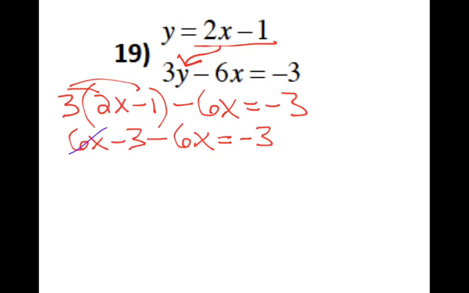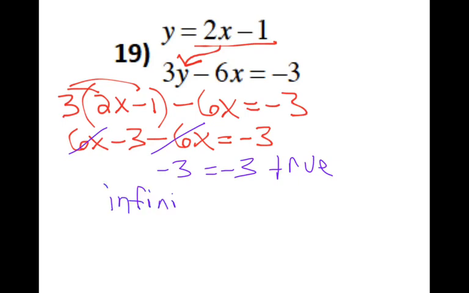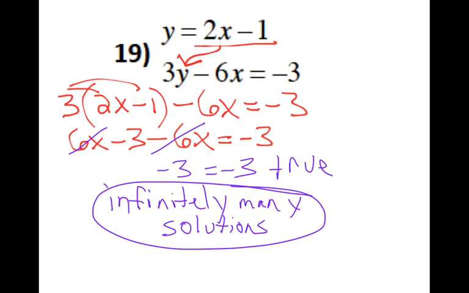Notice that the 6x and the 6x would cancel out, 6x minus 6x, and then we get negative 3 equals negative 3. That's a true statement, and so this one has infinitely many solutions, which means they're actually the same line. They might just be in camouflage. We didn't recognize that they were the same. Infinitely many solutions.